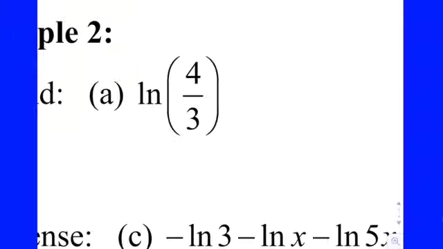All right, go ahead then. I think you could figure this out on your own. Natural log of 4/3. Go ahead and expand it.